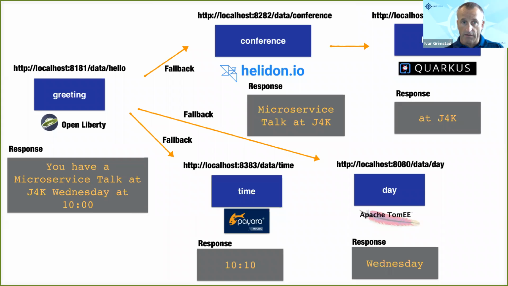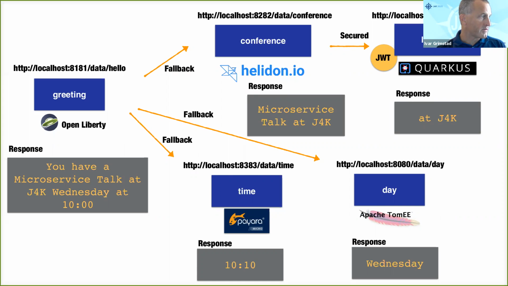And what we're going to do is to secure the location service. So that when I call the greeting service with a JSON Web Token, this JSON Web Token will then be sent in the request to the conference and then verified at the location service. So let's start by configuring the location service to be secure.